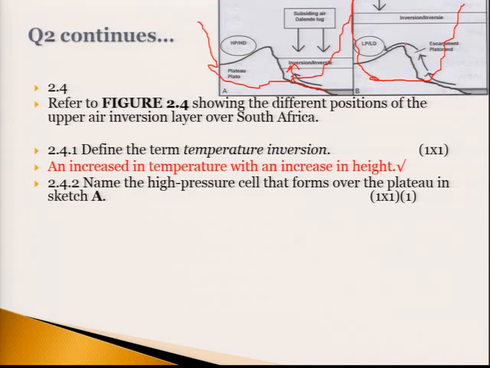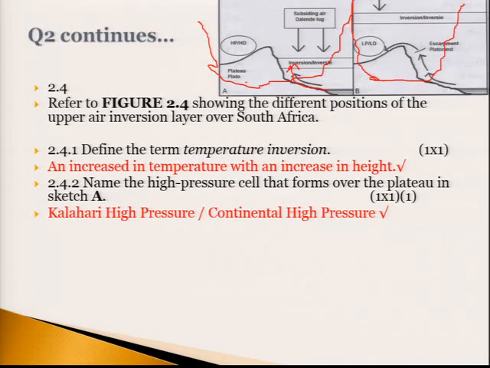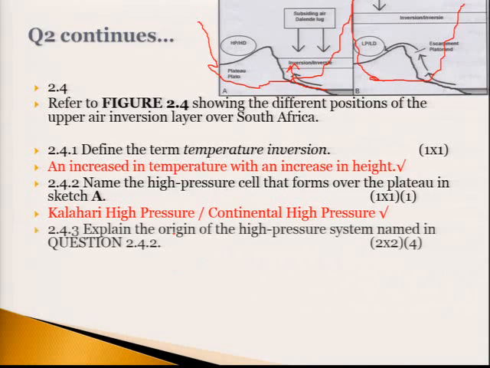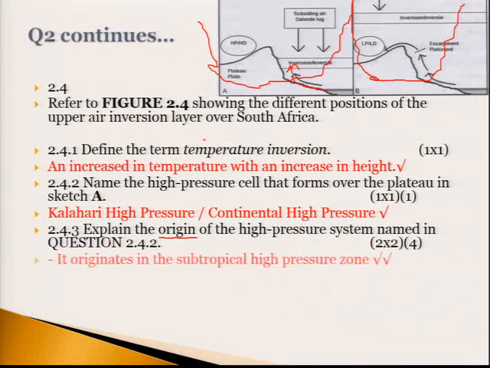Always, once we have drawn the map of South Africa, we need to know that the only high pressure that we get in the interior part of South Africa, we call it the Kalahari high pressure cell, or the continental high pressure. Explain the origin of the very same high pressure that we have mentioned. Now we want the origin of the Kalahari high pressure cell.